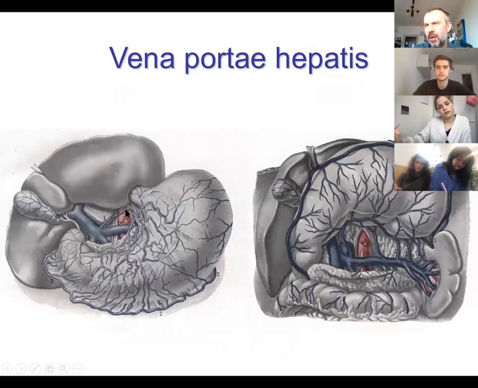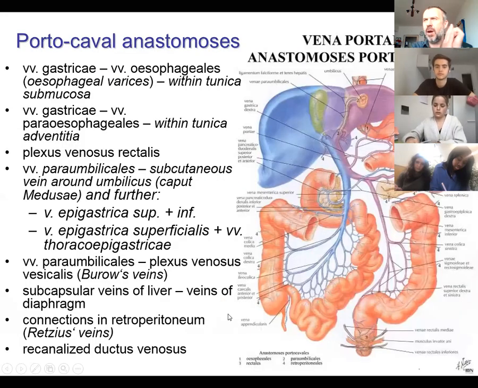Again, we can see here the venous gastric arch, right and left gastric vein, and here even the venous gastroomental arch, between the splenic vein and here then the superior mesenteric vein. Now we should talk about the portocaval anastomosis. I know you know some of them already from GIT, but it's time to draw again a scheme.